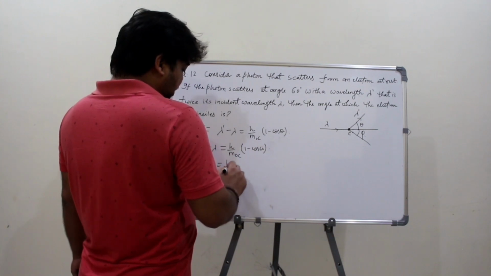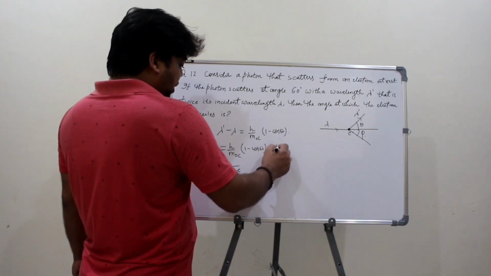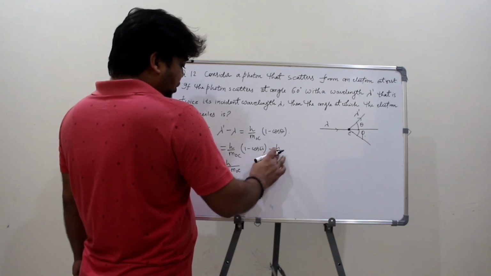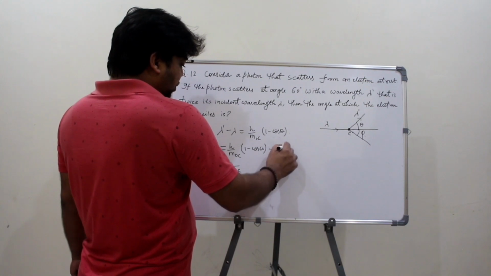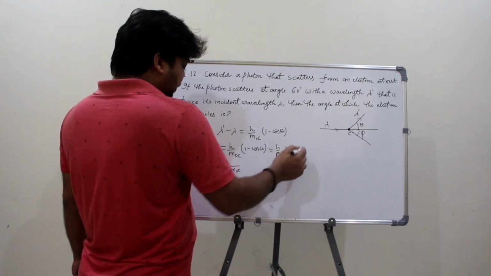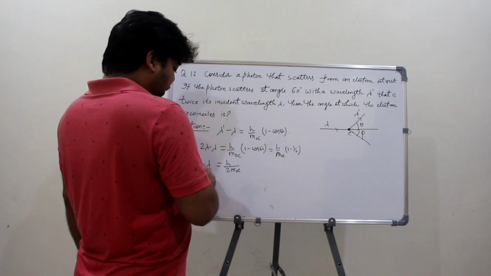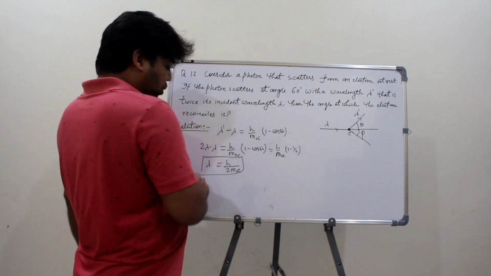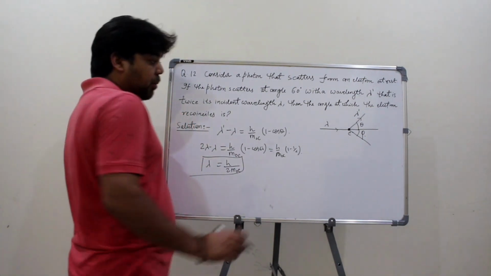Giving you h divided by 2m₀c, right? This cos 60 is nothing but h divided by m₀c and 1 minus 1 by 2, right? So λ is given as h divided by 2m₀c. So you got the λ, the actual wavelength.